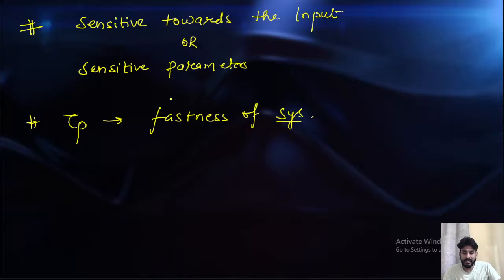So how to calculate Kp? Just calculate the y(t) for the unit step input, take the final value, just apply the FVT, and you can calculate the value of the Kp. What is the significance of the Kp? We already talked about it.